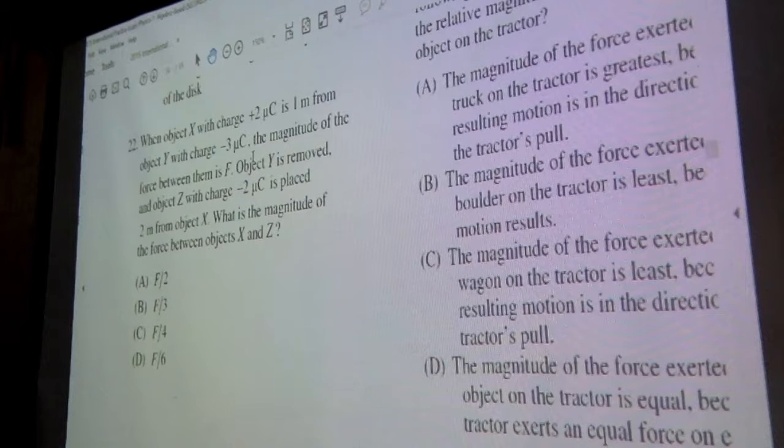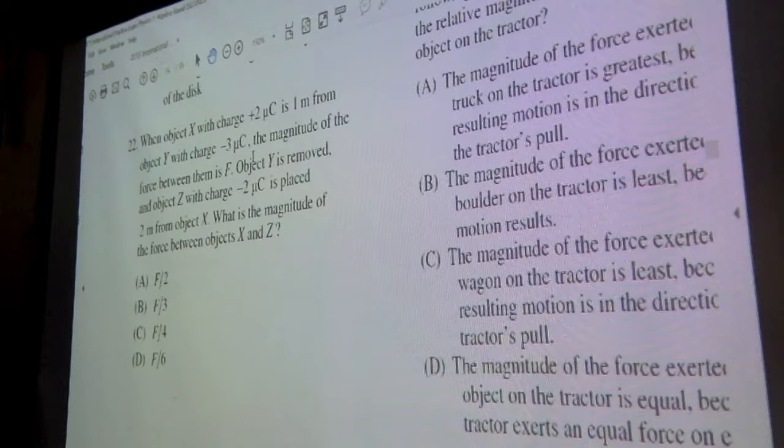B. C. F over 3. Yes, I go with C, F over 4. What formula are you using? Q1 times Q2 over D squared. Q1 times Q2 divided by D squared. Did you use it properly? No.